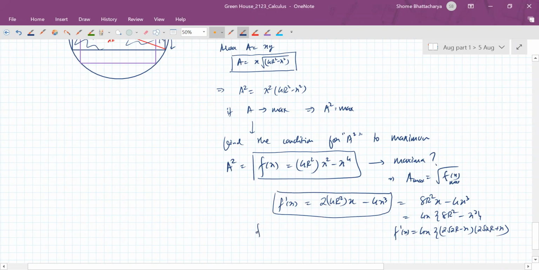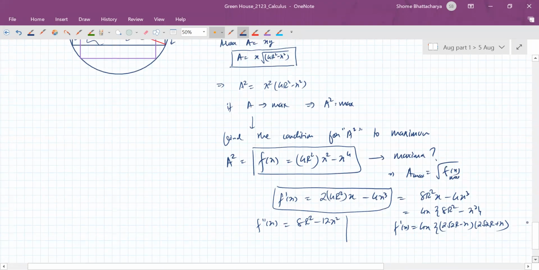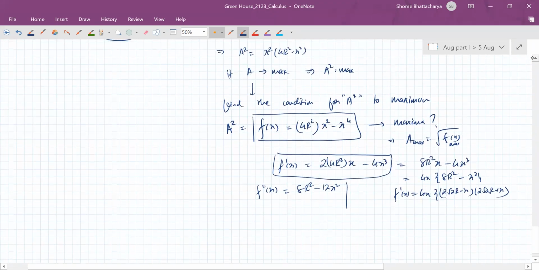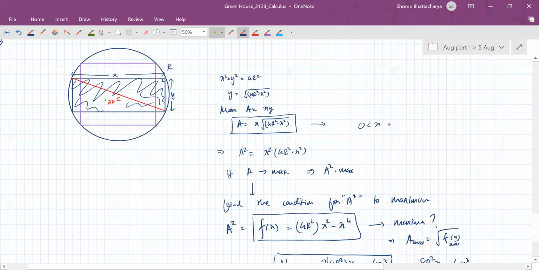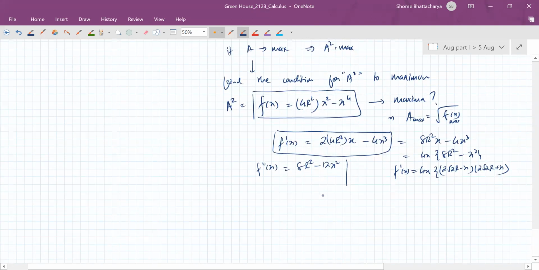So the second derivative is 8r square minus 12x square. Now here you can see one more thing, that this function logically has a limit on the value of x. X has to be greater than 0, otherwise we don't have a square, and it cannot be equal to 2r, because again then we just have a line. So there is a restricted domain for the function.